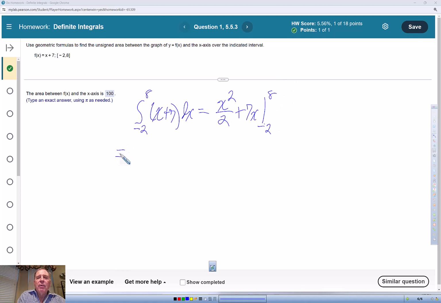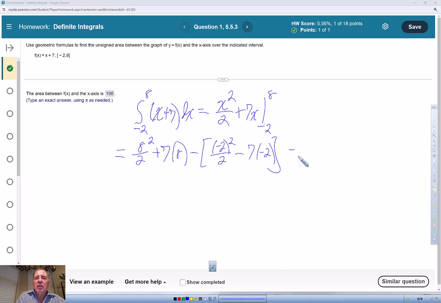And then the area is I evaluate the antiderivative function at the upper limit, and then evaluate at the lower limit and subtract the lower limit from the upper limit. So that's going to be 8 squared over 2 plus 7 times 8 minus, and I always put in a grouping symbol here because you want to remember to distribute that negative sign. So then we have -2 squared over 2 plus 7 times -2.